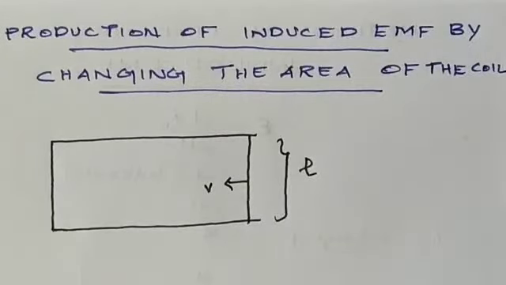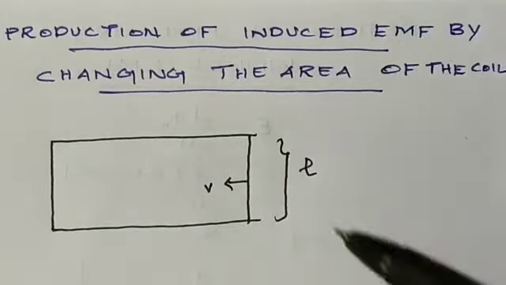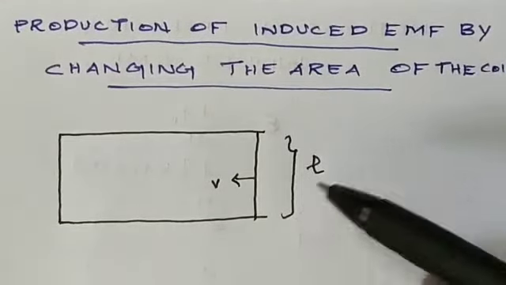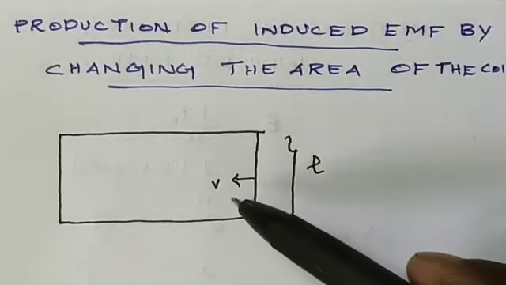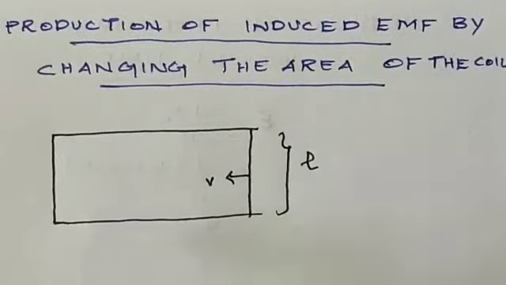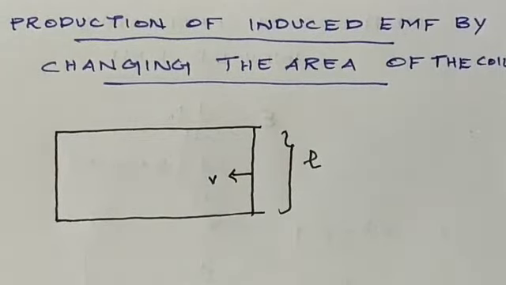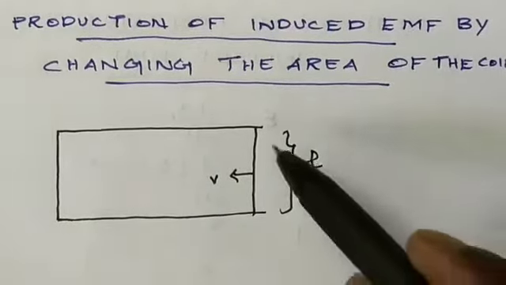Now moving to another important 3-mark question: production of the induced EMF by changing the area of the coil. Here, consider the conducting rod of length L moving with velocity V. It is fixed on a rectangular metallic frame, but it is the movable conductor.